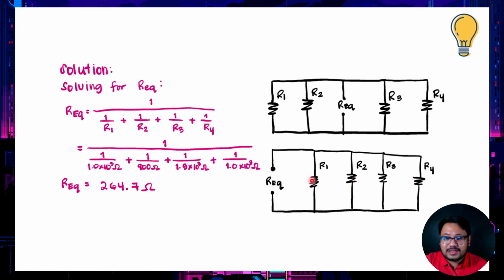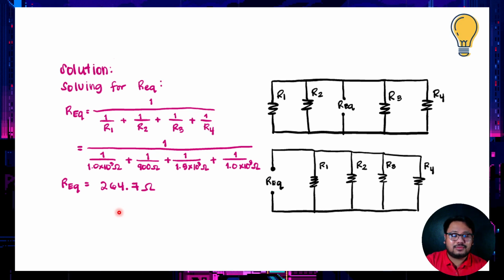So we could easily get the equivalent resistance. That is 1 all over 1 over 1 times 10 raised to 3 ohms plus 1 over 900 ohms plus 1 over 1.5 times 10 raised to 3 ohms plus 1 over 1 times 10 raised to 3 ohms. Just take note, we have to express our resistance in terms of ohms. So you have your equivalent resistance now that is equal to 264.7 ohms.